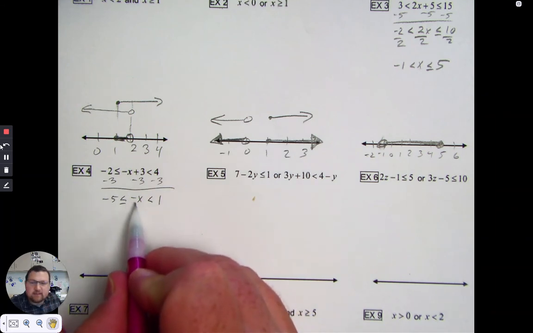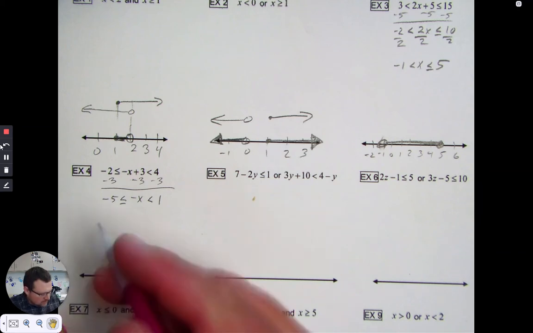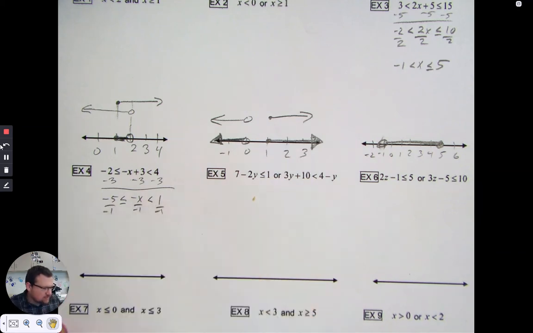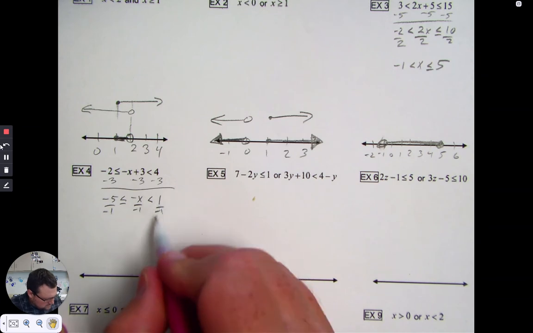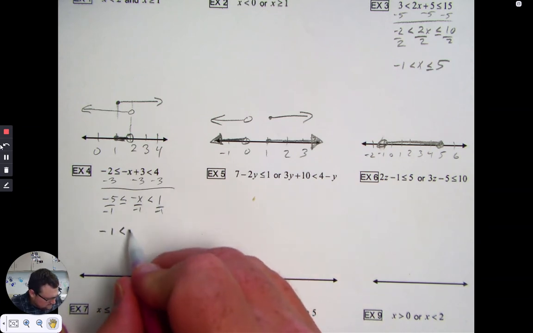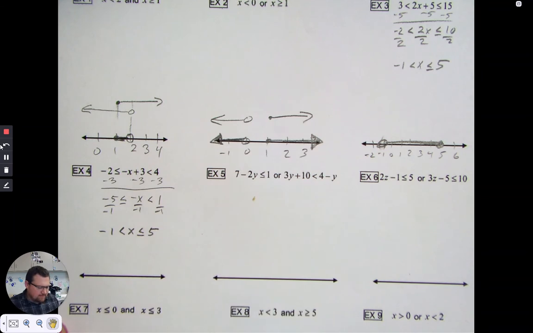Now we have a negative x, so we want to get rid of the negative. We either have to multiply or divide by a negative 1. You can pick, it doesn't really matter. I'm just going to divide everything by a negative 1 because it's the easiest way to do it. But now when we do that, that means we have to flip everything, right? So this becomes negative 1 is less than x, which is less than or equal to 5.